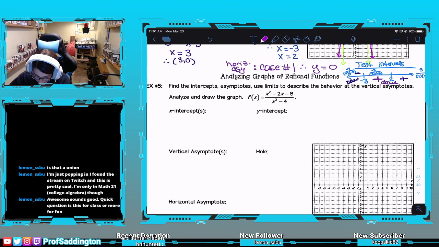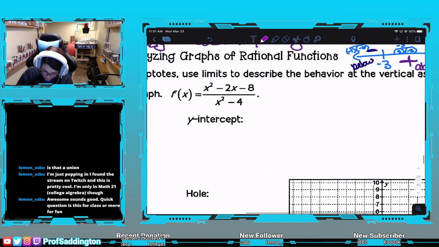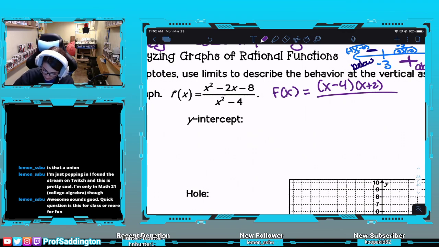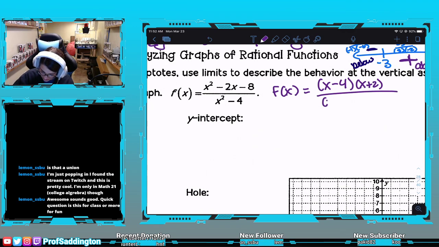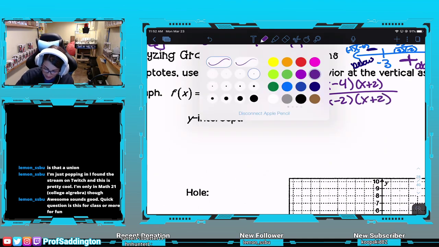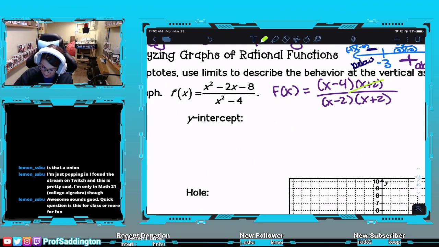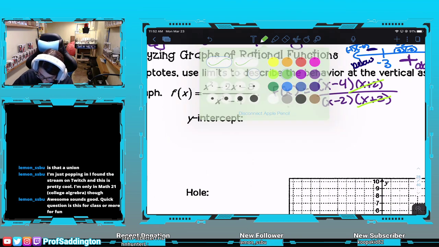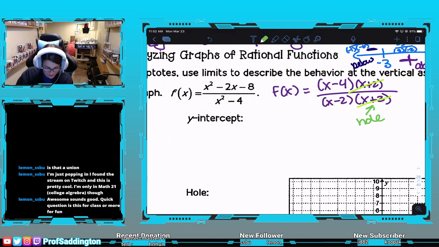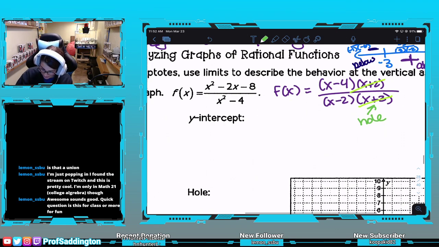Find the intercepts, asymptotes, etc. So we've got our function, and I'm going to factor this right away. So f of x equals x minus 4 times x plus 2 over, we got difference of two perfect squares, so x minus 2 and x plus 2. As we see here, we have some stuff that simplifies out. When this happens, that means we're going to have a hole. Specifically, it would be at negative 2 because you have to set it equal to 0.